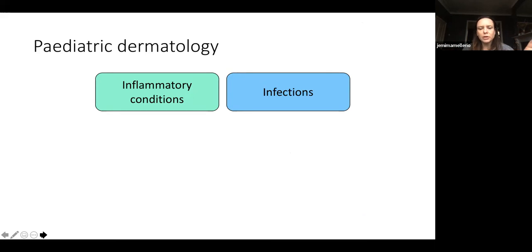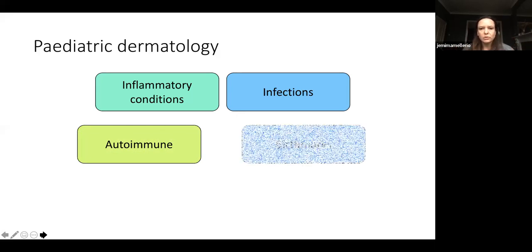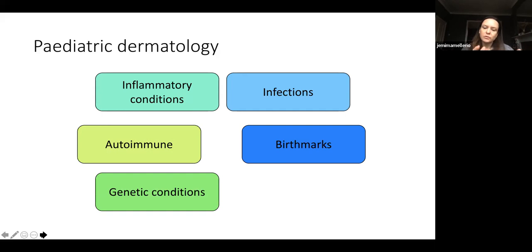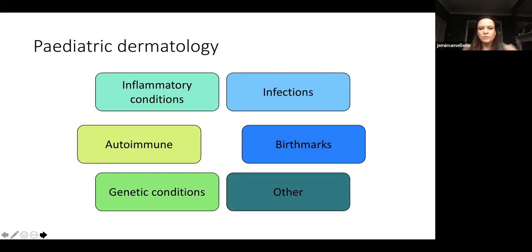So a lot of inflammatory conditions and infections you might see in adults and children. There are some autoimmune diseases as well that can occur across different ages. But in children in particular, birthmarks are a very important thing to recognise and to know how to deal with. And also a lot of genetic conditions that affect the skin present in children, often in neonates. So that's something else to be aware of. And there are lots of other things, developmental things, lumps and bumps that are particularly prevalent in children.